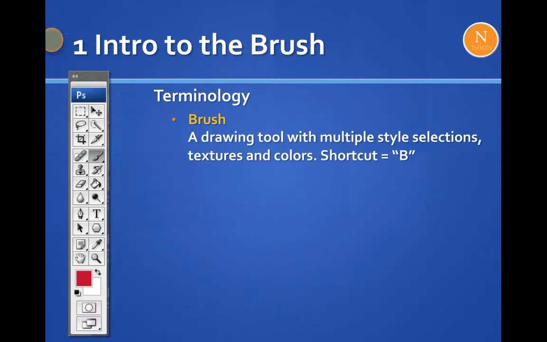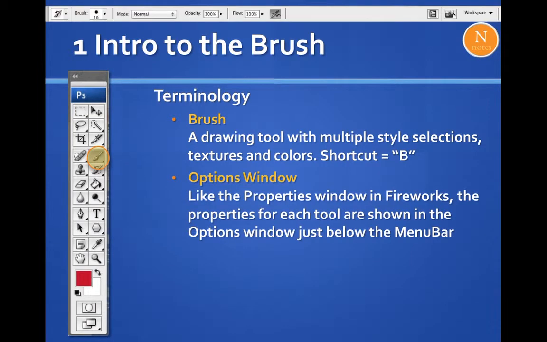Some basic terminology. The brush tool is right here. Looks very familiar to other tool palettes you've seen. There's a shortcut for this. It's the letter B. No other keys, just B. There's an options window at the top. This has all the controls you need. It's like the properties window in Fireworks.